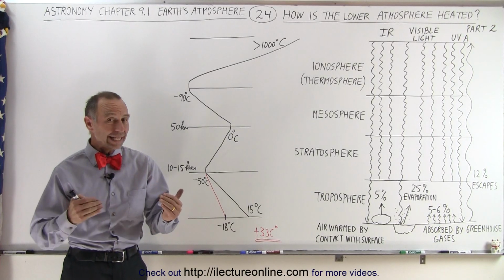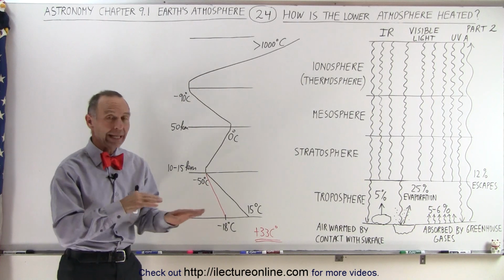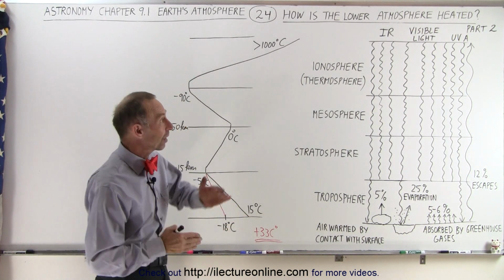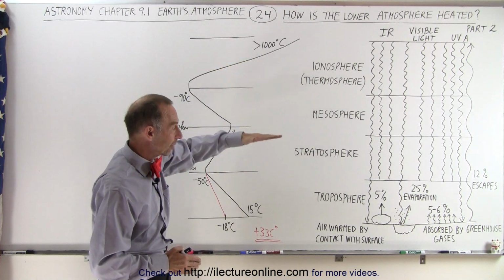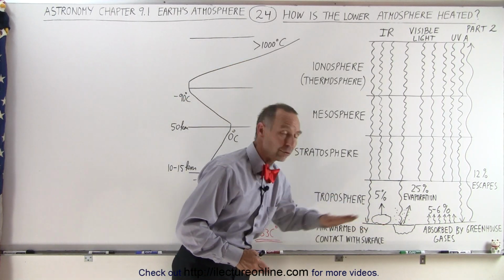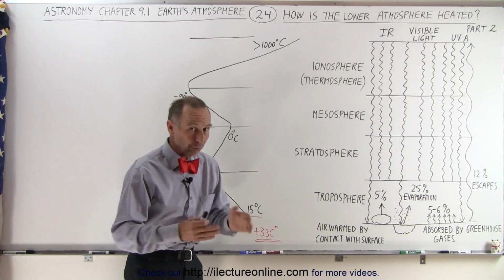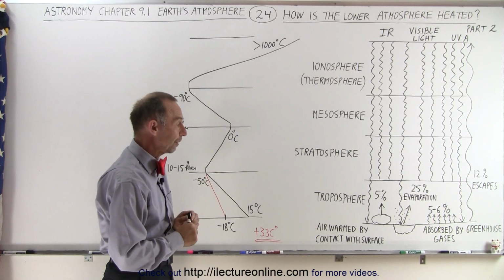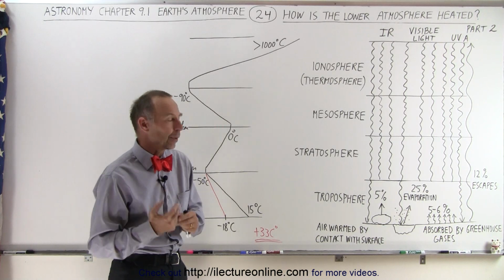Well, the real heating in the atmosphere happens right here near the surface of the Earth. It turns out that 48% of all the energy from the sun finally reaches the Earth's surface. And so therefore, that is what heats the lower atmosphere and the lower troposphere. It does so in several ways.